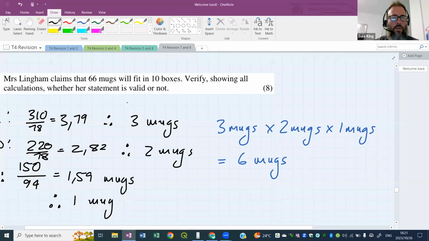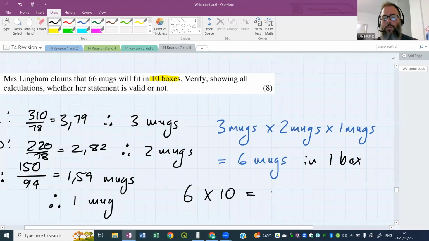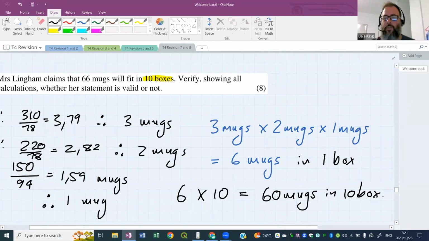Well, they're talking about 66 mugs in 10 boxes. So it's 6 mugs in 1 box. So now we're going to say 6 times 10 equals 60 mugs in 10 boxes. Therefore, the statement is incorrect.